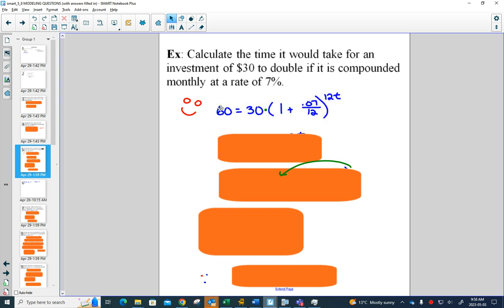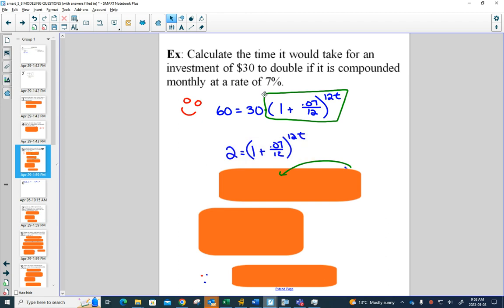If it's going to double, it's going to go from $30 to $60. But now what's different in this question, we can't just plug this into our calculator to solve because we want to solve for t. Okay? Now, a strategy we talked about the other day is if you're solving for t and you can't get the powers the same as a calculator question, you're going to use logs. But if you're going to use logs, usually we try to get the power by itself first.